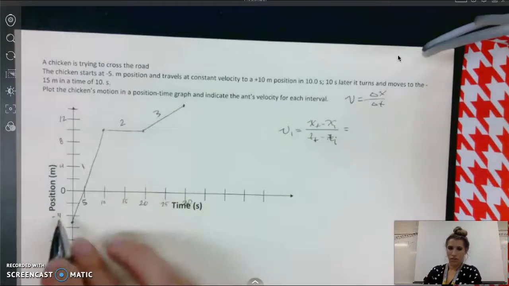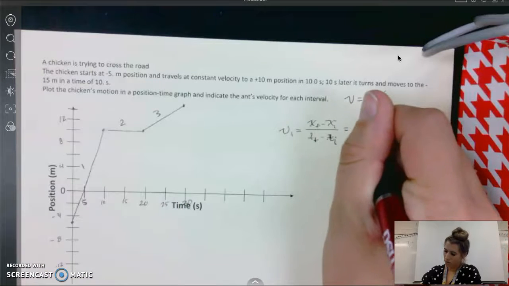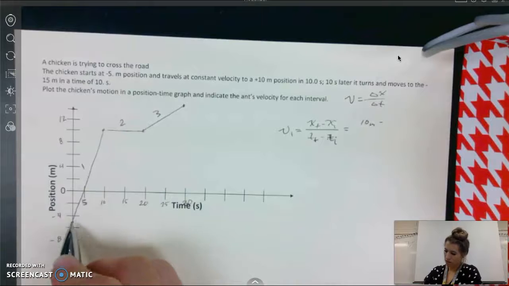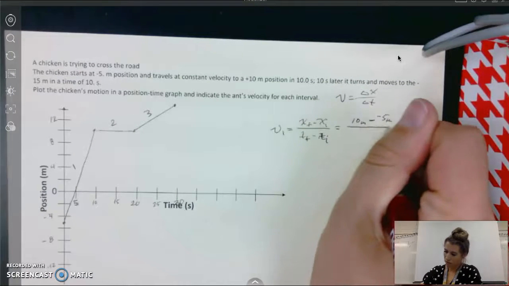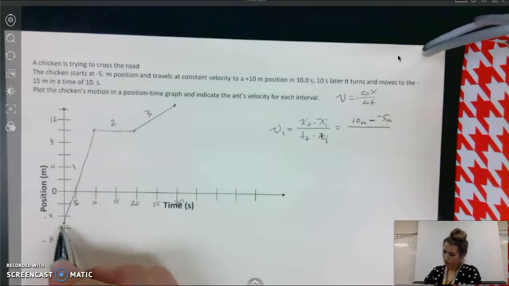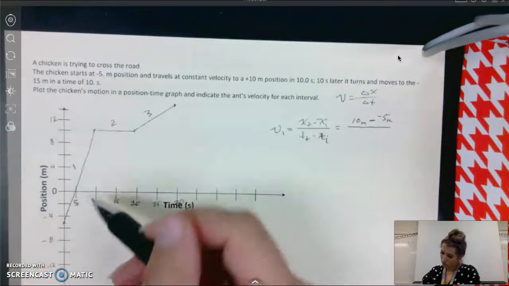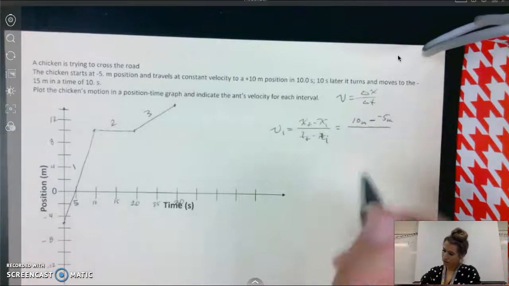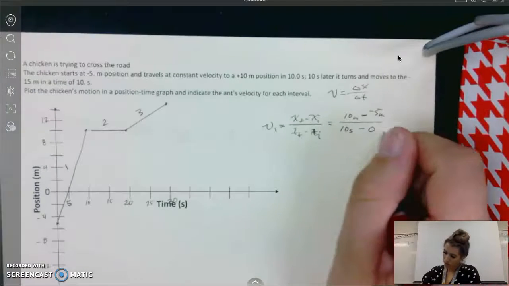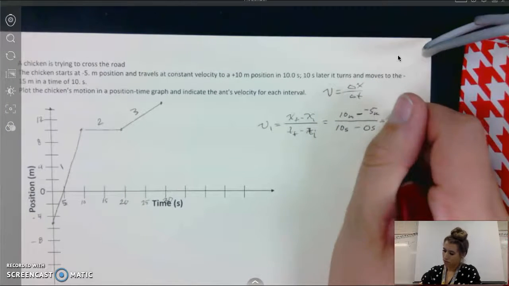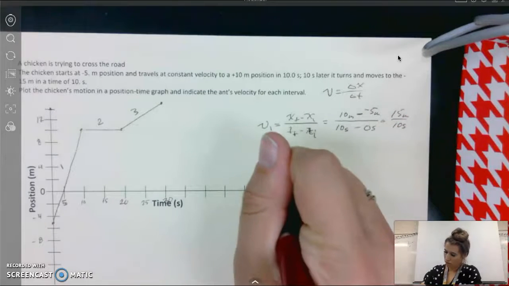So for this section here, my x final was at a positive 10 meters, and I'm subtracting the initial, which was a negative 5 meters. Our final time was at 10 seconds, and our initial was 0. So we have 15 meters divided by 10 seconds.